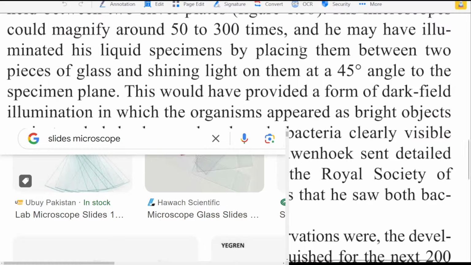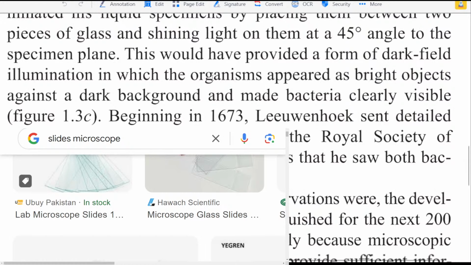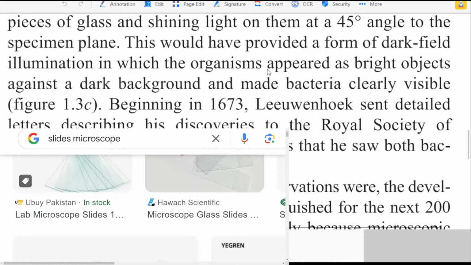He said that he made the specimens liquid, or they were already in a liquid form. He was placing that between the pieces of glass and shining light on them at a 45-degree angle to the specimen plane. I think he just found out, by moving the light around, the exact spot where he thought this angle works, and he used that same angle over and over again. This would have provided a form of dark field illumination.